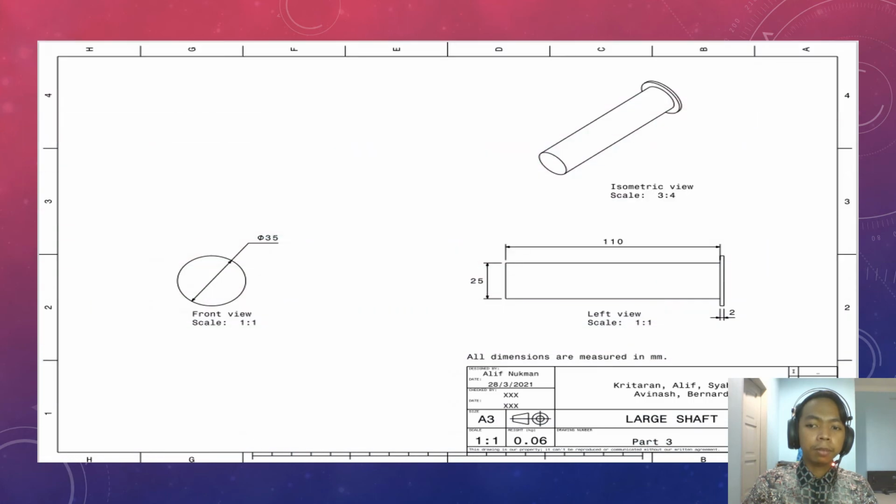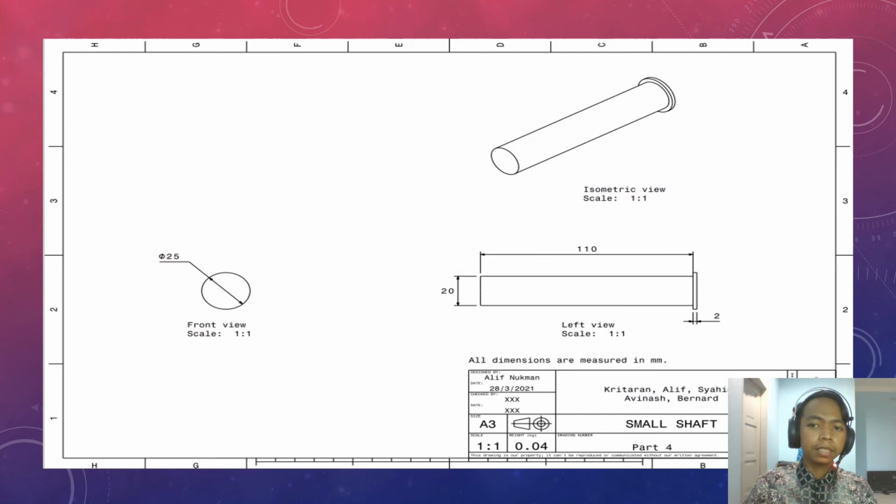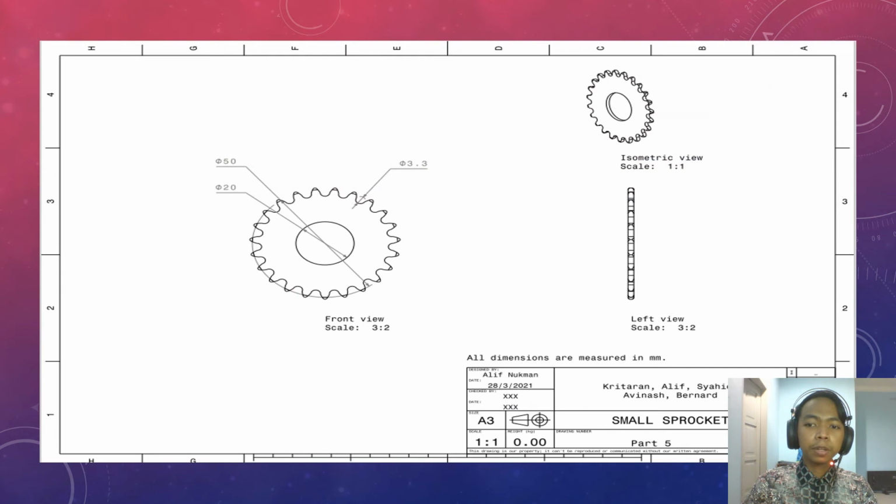Large shaft will be the third part, and it is designed to fit the large sprocket and lever together. Small shaft is the fourth part, which is designed to fit the small sprocket. The small sprocket is the fifth part. The outer diameter and the pitch diameter are chosen so that it will fit in the chain and at the same time will have 23 teeth.